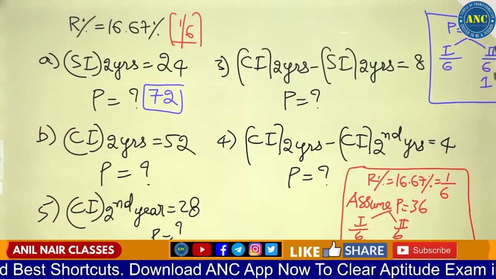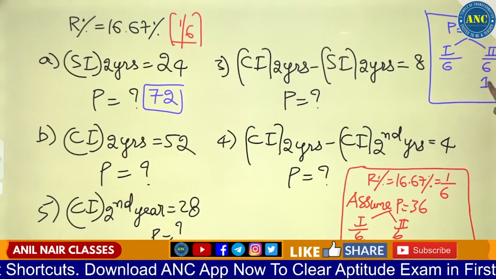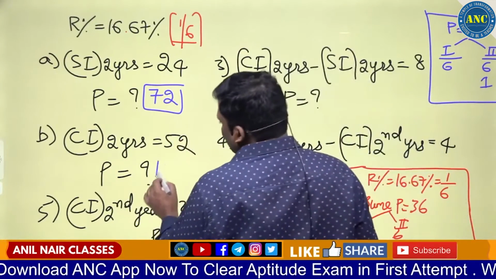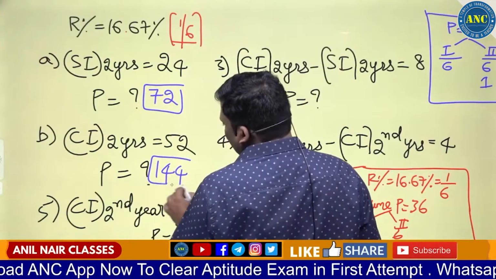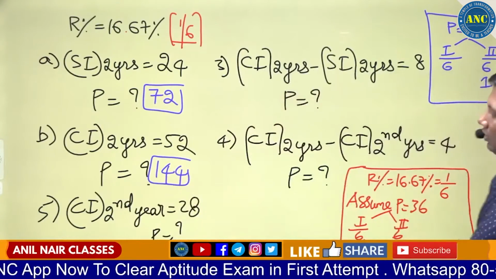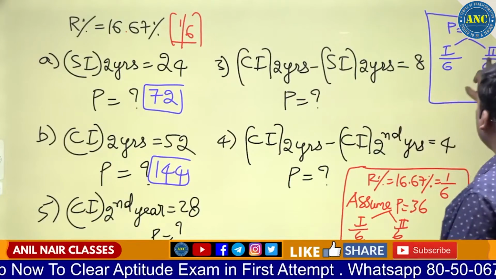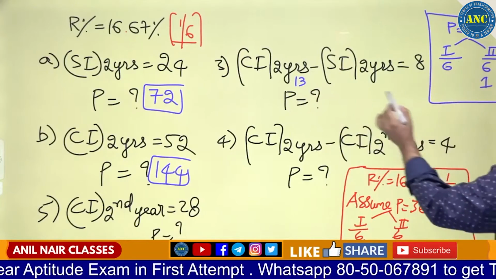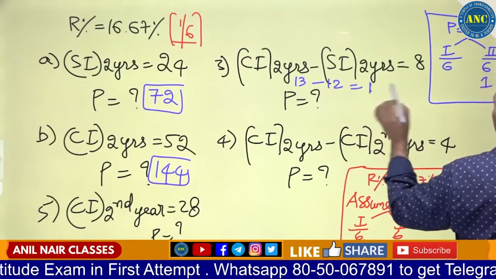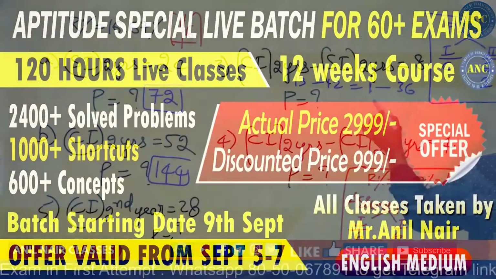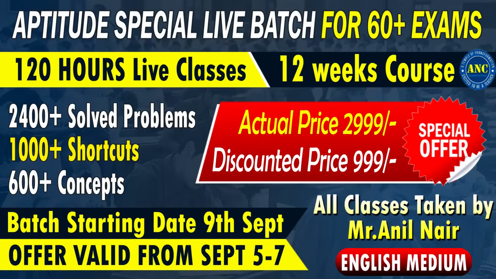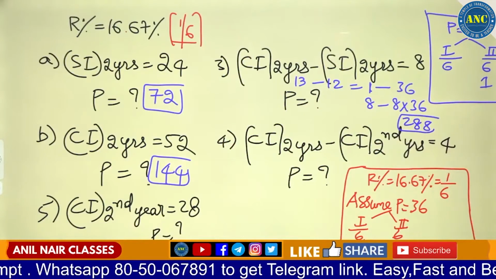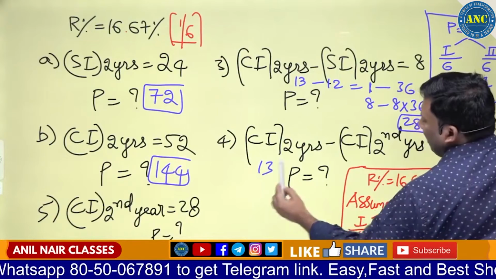Total 2 years, it is 6 plus 6, 12. 12 plus 1, 13. 13 is becoming 52. 4 times. 36 4s are 144. Third one, CI for 2 years minus SI for 2 years. Total CI, it is 13. Total SI, it is 12. Difference is 1. 1 is for 36. 8 is for 8 into 36, 288.